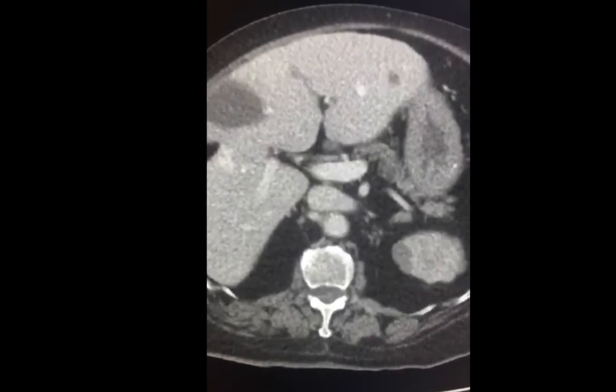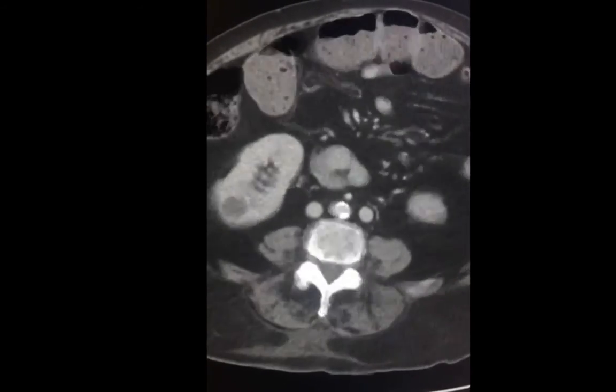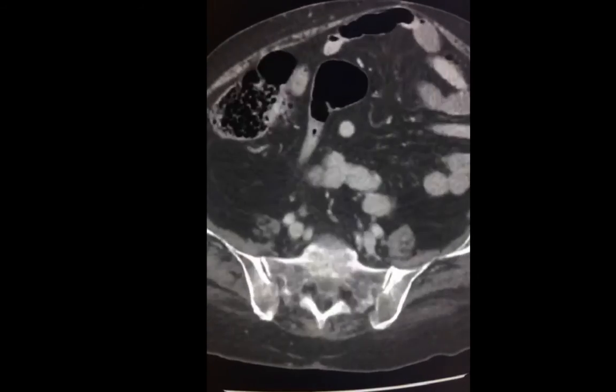This patient has several abnormalities, but please concentrate on the vascular structures. Here's another look.